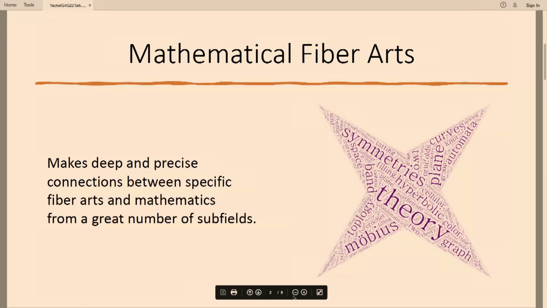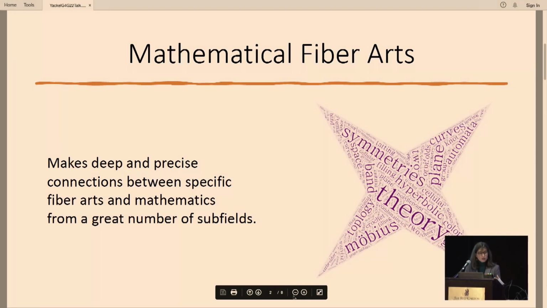So the whole idea of mathematical fiber arts is to make a deep and precise connection between a specific fiber art and a specific idea in mathematics. So for example, you choose a specific fiber art like embroidery or knitting or quilting or weaving or whatever, and then connect it to a specific mathematical idea like something from geometry or number theory or algebra or combinatorics.